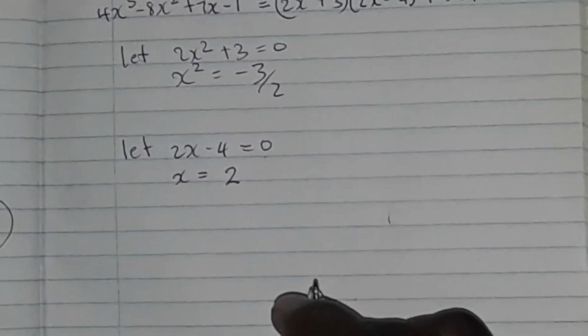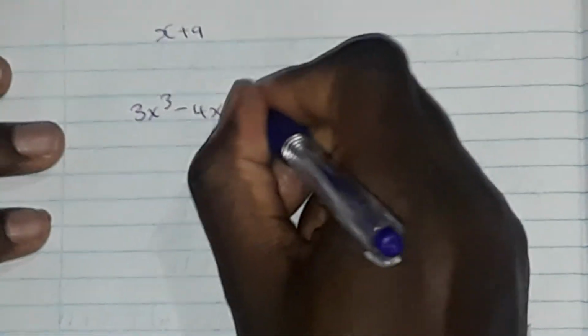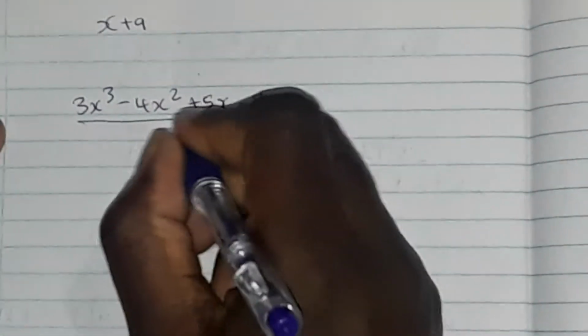What we're going to move on to now is the synthetic way of doing the long division. With the synthetic way, it only works if the divisor that they give you is in the form of x plus a. So the coefficient of the x and the power must be 1 in order for this method to work. So let's do a quick example. They give us that 3x cubed minus 4x squared plus 5x minus 8 is divided by x minus 2.